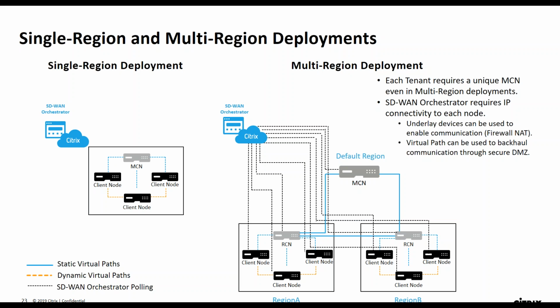When we leverage Orchestrator, the key thing to know is that Orchestrator will require IP connectivity to each node. Previously, the MCN only needed to interact with the other RCNs, which in turn interacted with the different client nodes. If we are leveraging multi-region deployment, Orchestrator does need to talk to each SD-WAN in your environment.